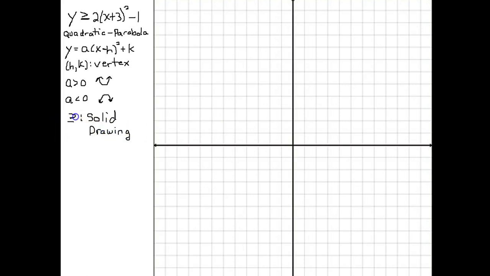So let's see. My vertex in this problem is (-3, -1). There's opposite sign of whatever's in the parentheses, same sign as what's outside. So -3, then 1, 2, 3 down, -1. Here's the vertex. This parabola is going to be concave up.